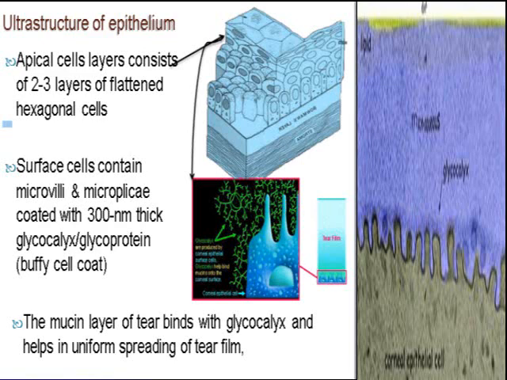When we go to the more ultrastructure of this epithelium, the apical cells, as we see, are 2 to 3 layers, hexagonal in shape. The surface cells contain microvilli or microplicae. This surface epithelium is not smooth, so these microplicae or microvilli are very important to integrate with the tear film, help in deriving nutrition from the tear film, and keep the tear film for a long time on the curved surface of the cornea. And the mucin layer of the tear binds with the glycocalyx and helps in the uniform spread of the tear film.